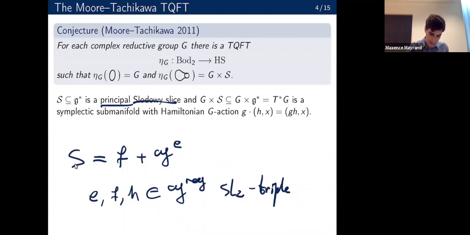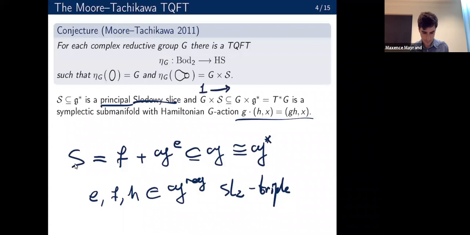And well, this is inside the Lie algebra of G, but using an invariant linear form, you can identify this with the dual of the Lie algebra. And so you can view G times S inside the cotangent bundle once you trivialize the cotangent bundle by left translations. And this happens to be a symplectic submanifold of this cotangent bundle. So it has a holomorphic symplectic form. And the action by left translation is Hamiltonian with a moment map. So that's a genuine arrow from 1 to G in this category HS. And so that's the conjecture.